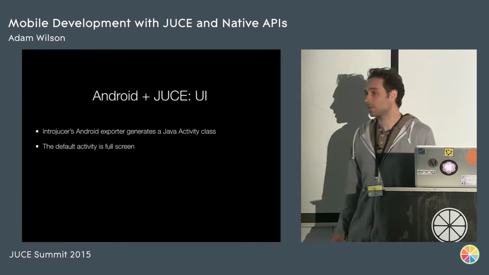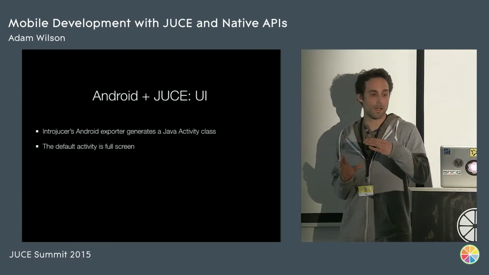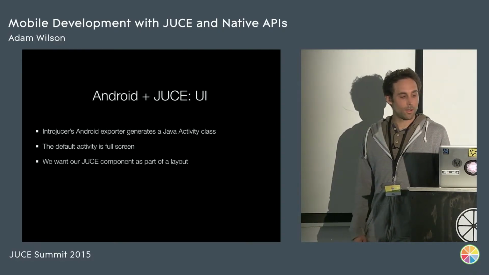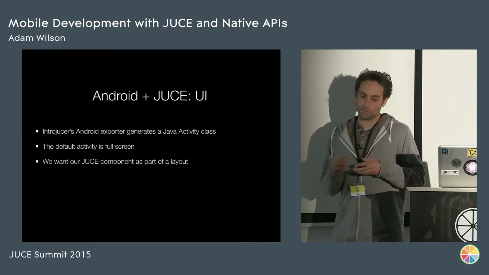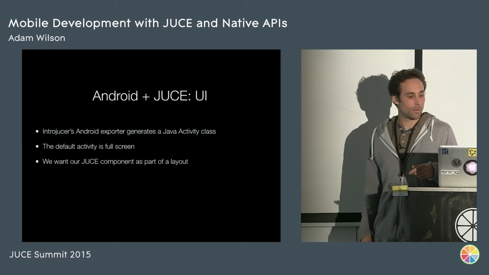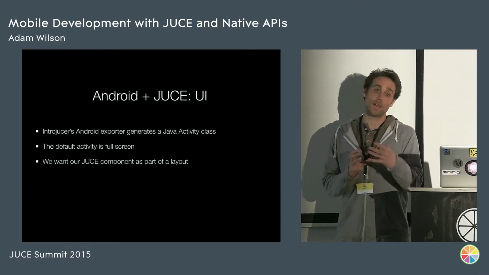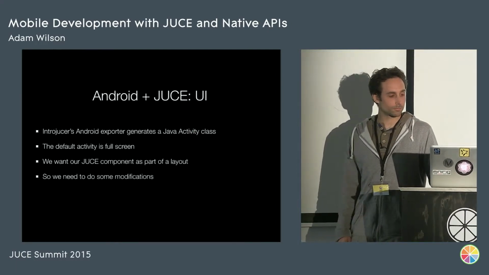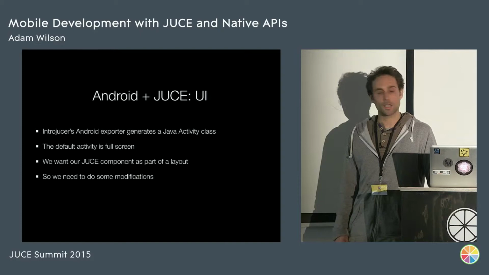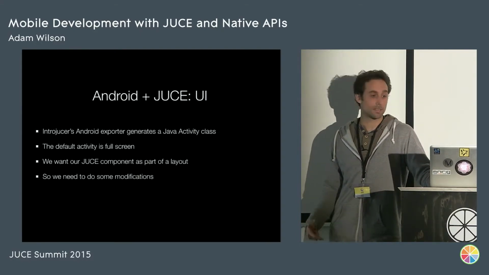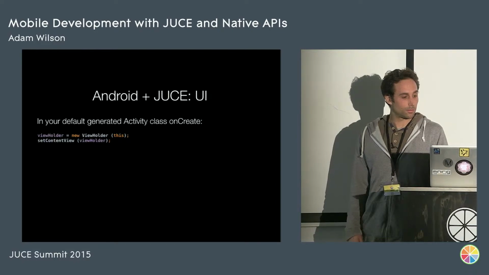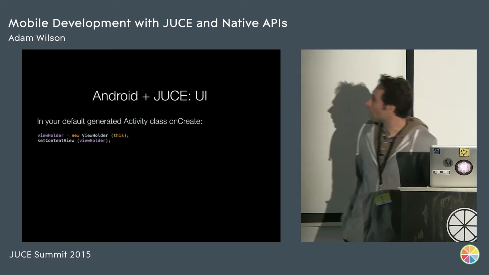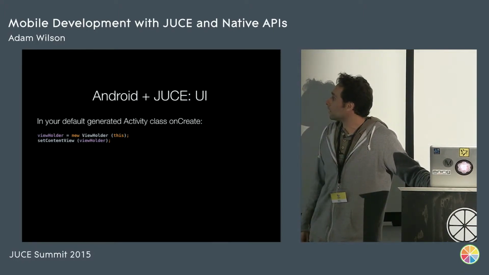This default activity is a full screen JUCE app, very much like the example you just saw in the workshop. However, if we want to include native user interface elements, we need to make our JUCE component part of a layout. And in Android, you usually define your layout in an XML file. We need to make some modifications to our generated activity file. So the first thing is to show you a tiny little bit of code in the onCreate method in the generated activity class.